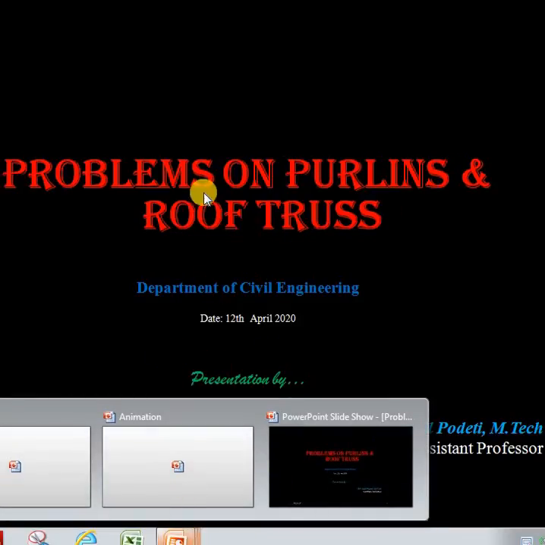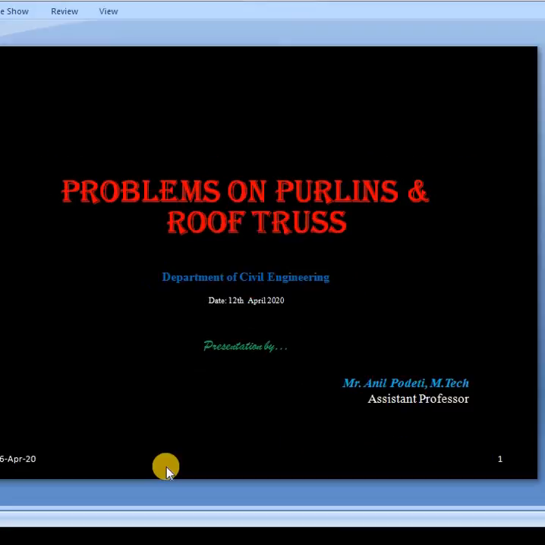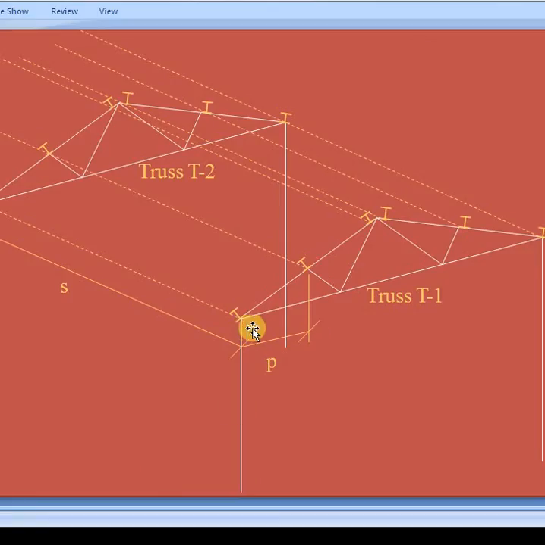Before discussing problems, I want to give a little bit of clarity about the span of the truss. This is the span of the truss, from here to here. The span of the purlin is nothing but the center to center distance between two trusses. So you should maintain this clarity. That means the truss 1 to truss 2 distance is the purlin span. That's it.